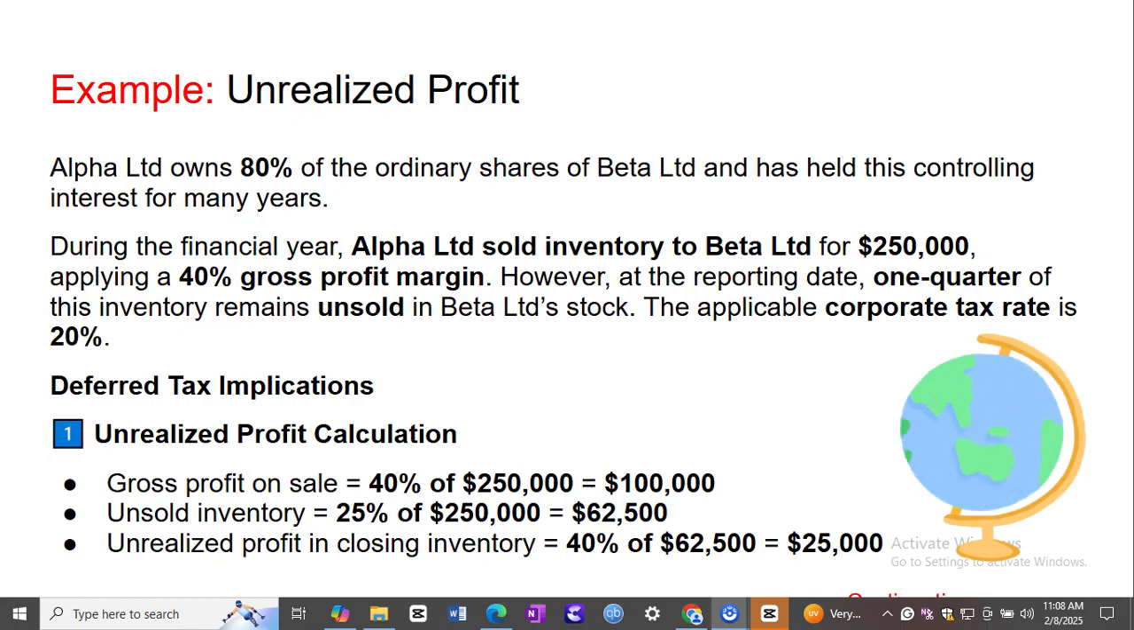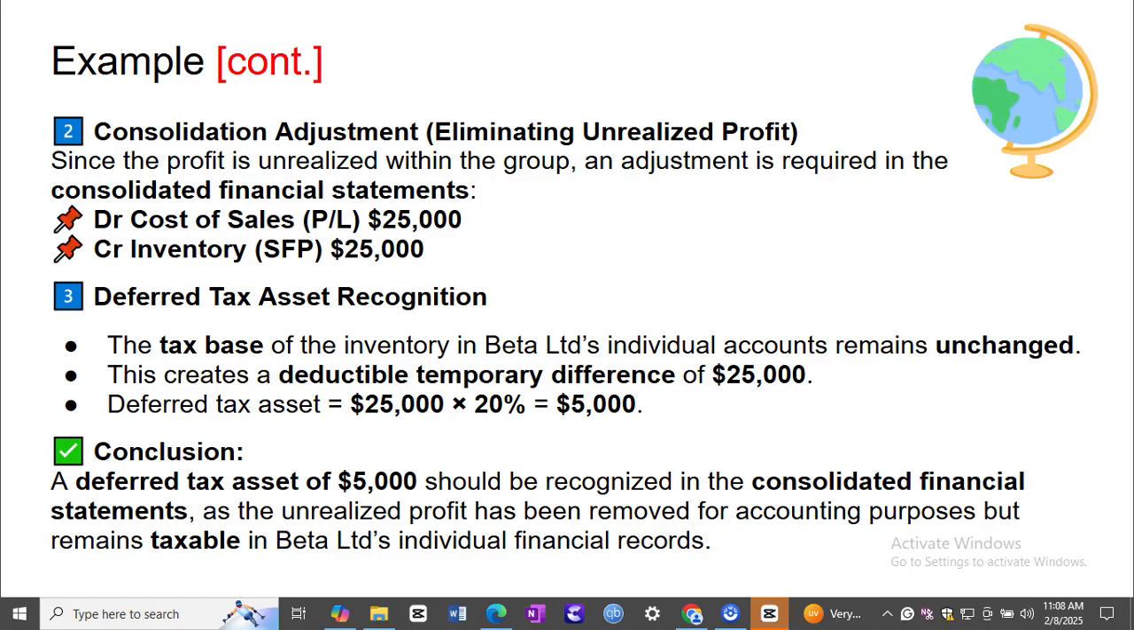The gross profit on the sale was $100,000. That's 40% of the $250,000. And since 25% of the inventory is still sitting there, the unrealized profit is $25,000. So when we consolidate, we've got to make that $25,000 adjustment. Right. Reduce the cost of sales by $25,000, reduce the inventory by $25,000, eliminate that unrealized profit. And what about the deferred tax impact? Assuming a corporate tax rate of 20%, that elimination creates a deductible temporary difference, which leads to a deferred tax asset of $5,000. So even though we've adjusted the profit, the group is still in a position where they've effectively prepaid $5,000 in taxes. That's a great way to think about it.